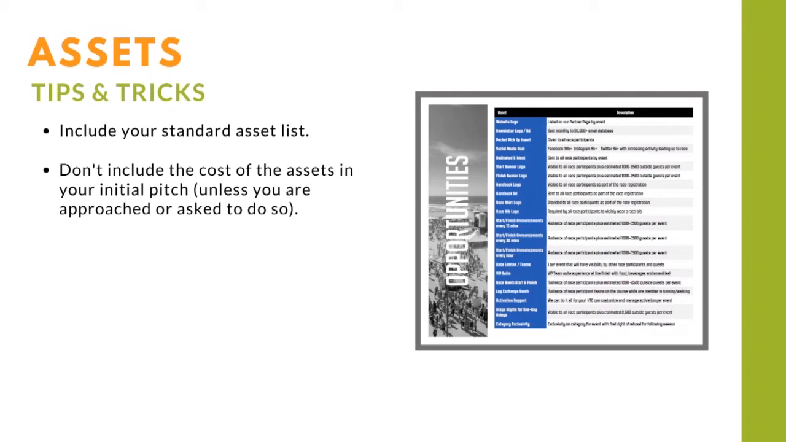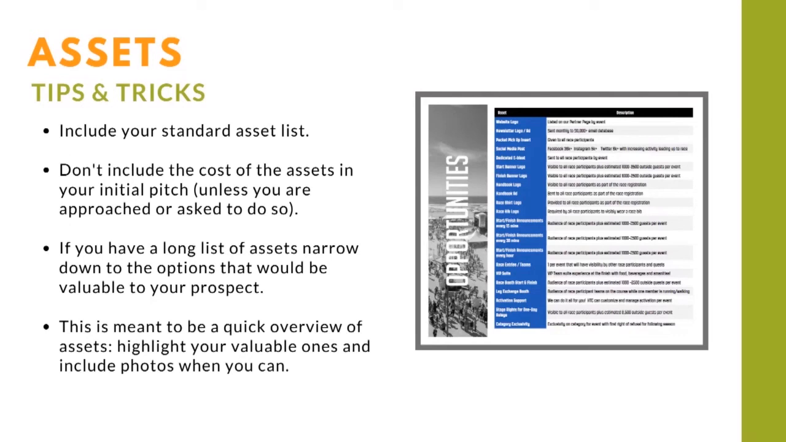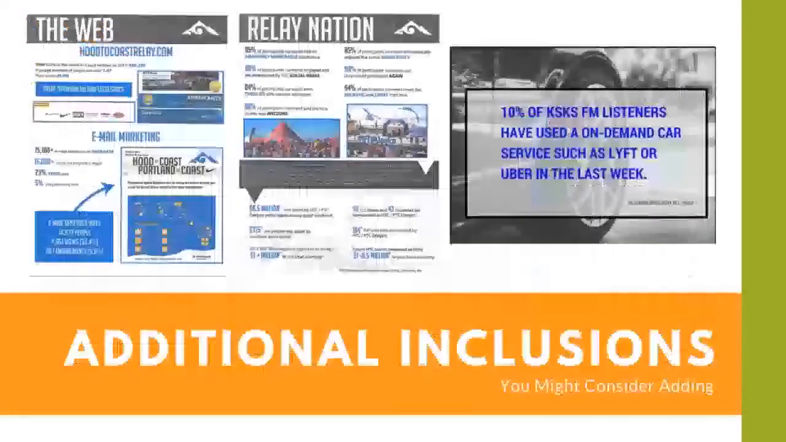Okay. And if you have a lot of different assets, then you need to gauge what would be valuable to that prospect. The example shown here is an asset list for Hood to Coast, and they have a lot of assets, but they have managed to highlight the main ones and keep it to one page. So depending on who you're sending your intro deck to, you might adjust that list so that it will highlight things that you feel would be more enticing to your prospect.